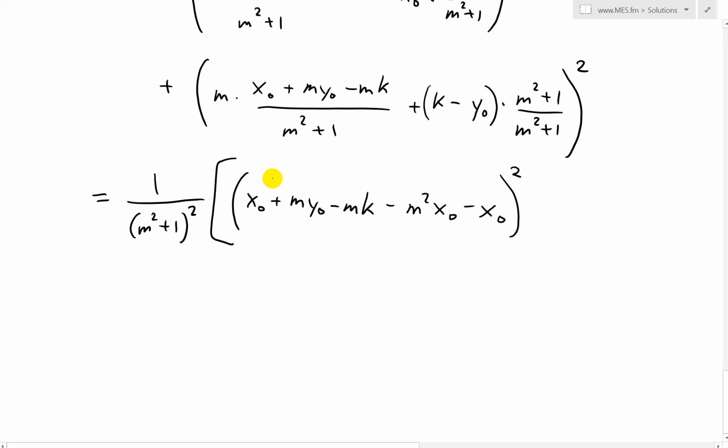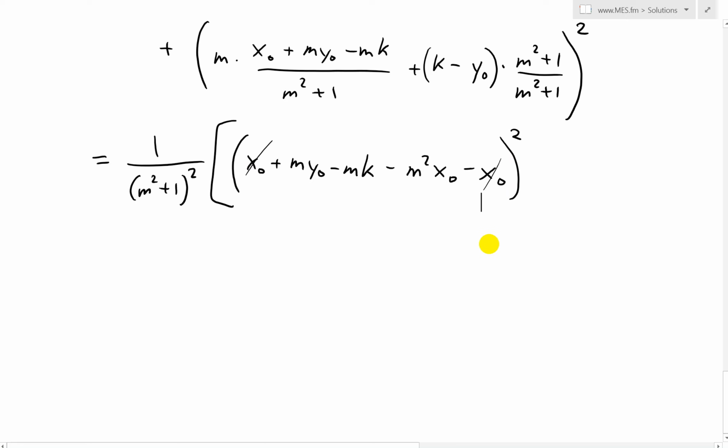We can see here this cancels with this, everything else remains the same, and then we have to add on the other side. So let's write plus and put a bracket. Here is going to be, multiply that inside, m x0 plus m squared y0 minus m squared k, and I'll just put this in the center actually, because we already factored out the m squared plus 1, and then all squared like that.